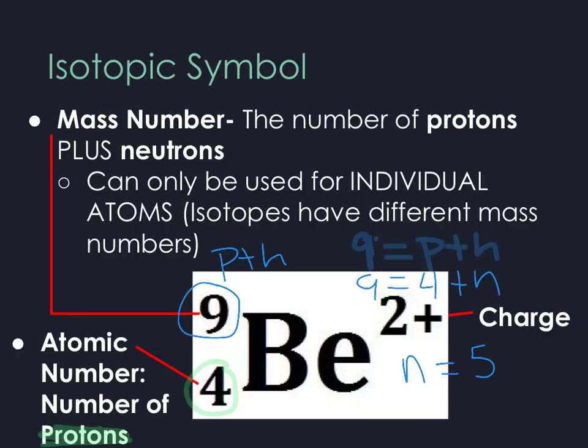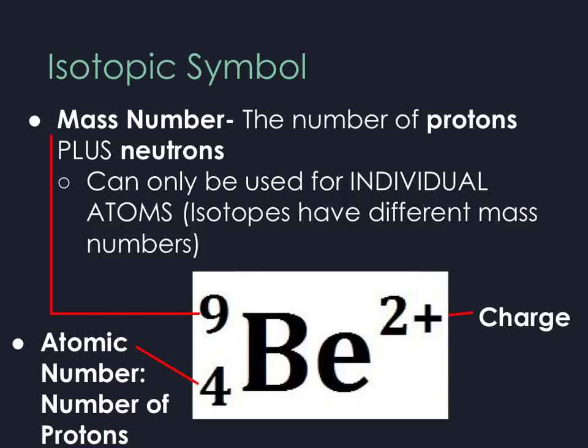You can also use it to figure out the number of electrons. So I'm going to do some erasing here just to clear up some space. There you go. So we figured out that we have 4 protons, 5 neutrons, and now we can figure out the number of electrons.